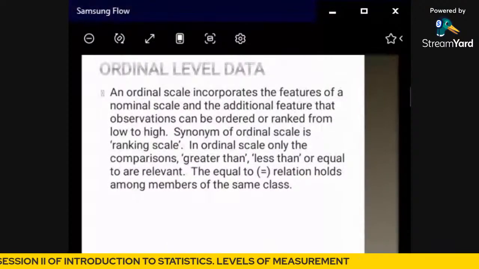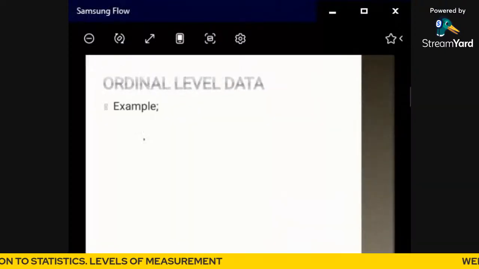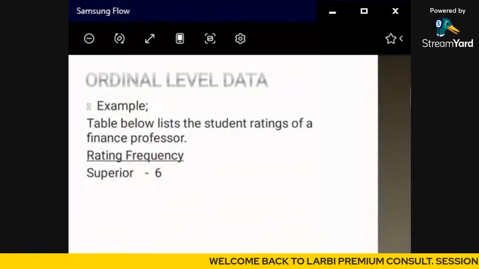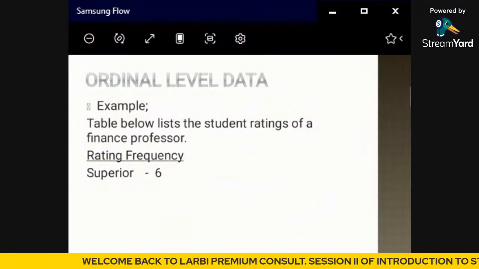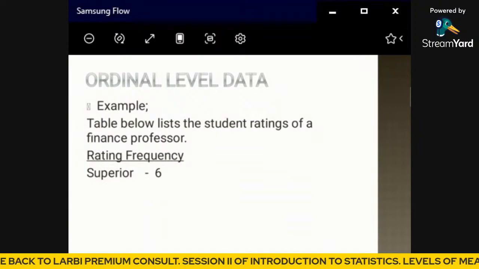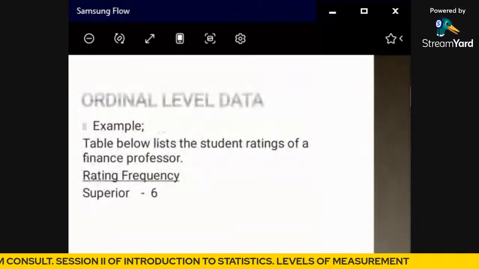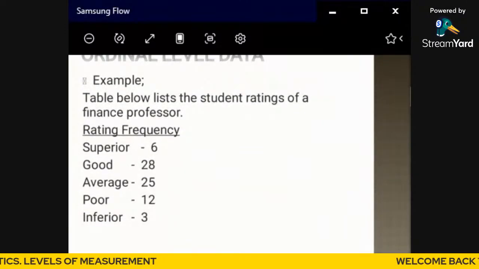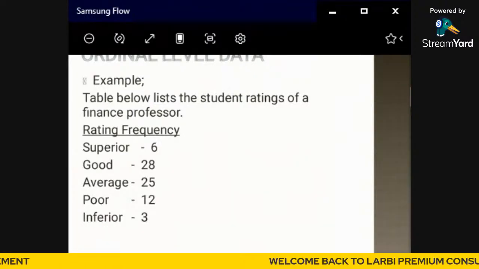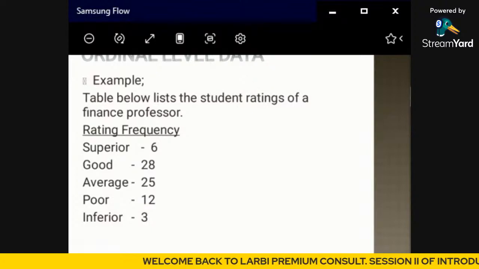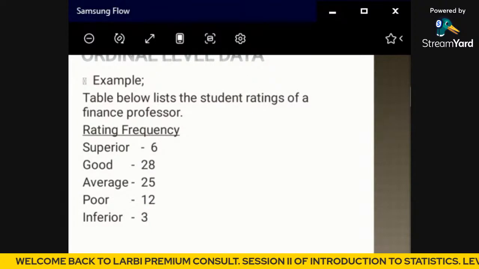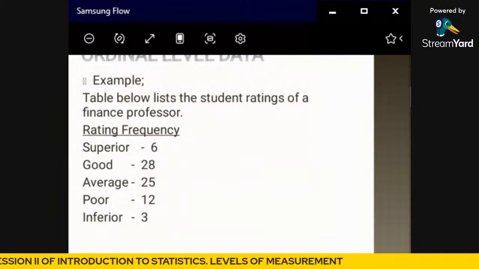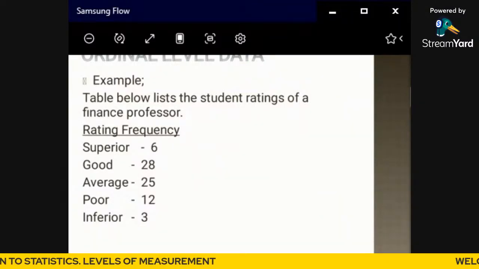Is that okay? Because of that, we can talk about, for example, a list of students rating a finance professor. The table below lists the students' ratings of the finance professor. This is how they rated them: we have superior, good, average, poor. So these were the ratings. As I've already indicated, with the ordinal level, we can rank data, or we can compare one data as against another. But that is not the case with the nominal level of measurement. So let's take note of that.